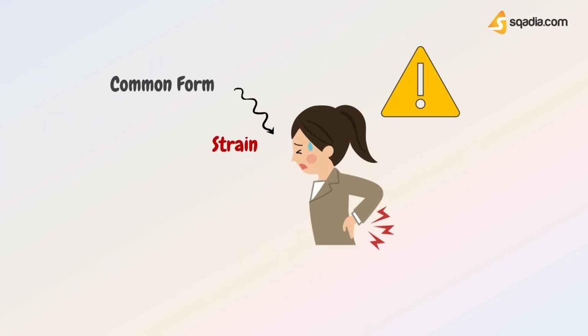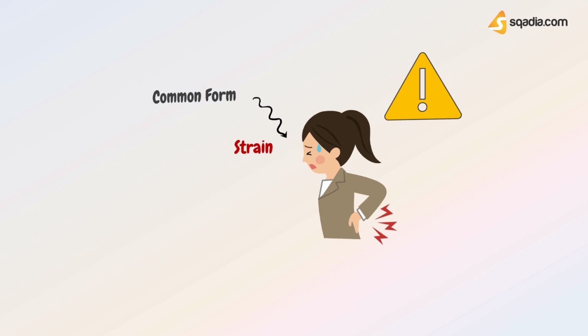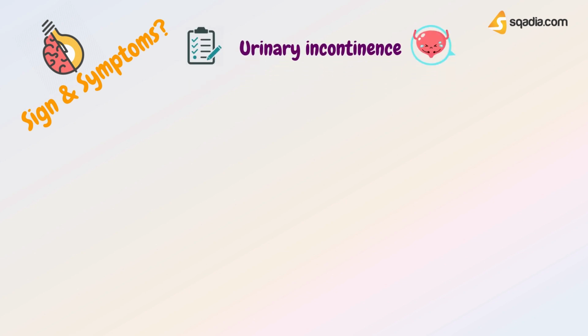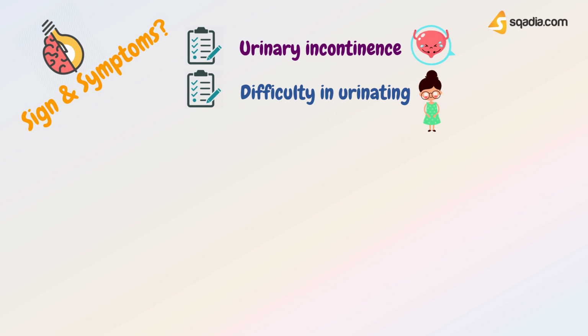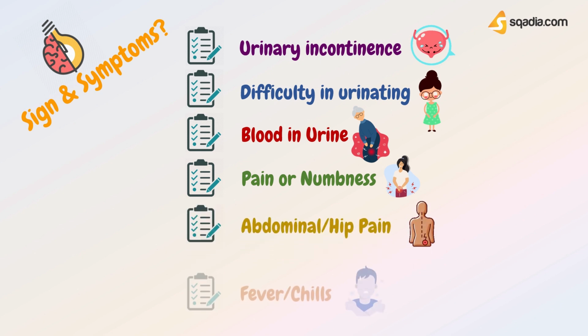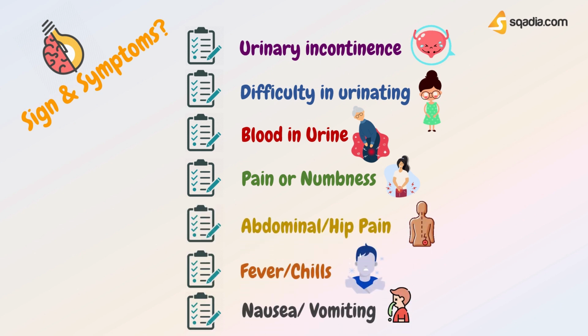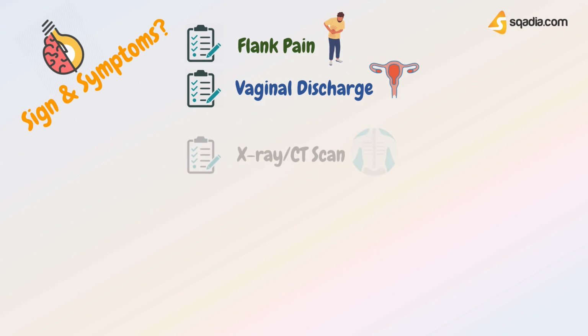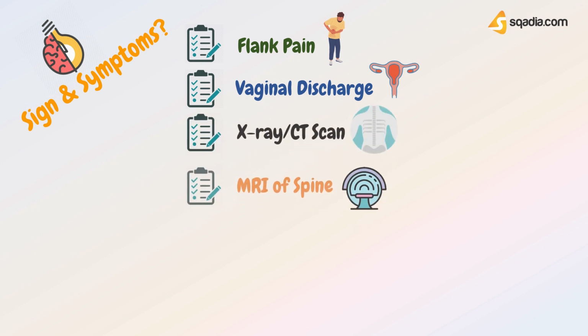Now, there are some important questions that you need to ask your patient before making a diagnosis. You will ask the patient what symptoms they are experiencing, including urinary incontinence, difficulty or pain with urinating, blood in urine, pain or numbness in the buttocks or legs, abdominal pain, hip pain, fever or chills, nausea, vomiting, flank pain, vaginal discharge.